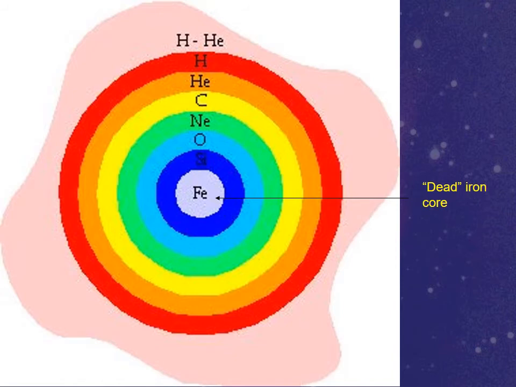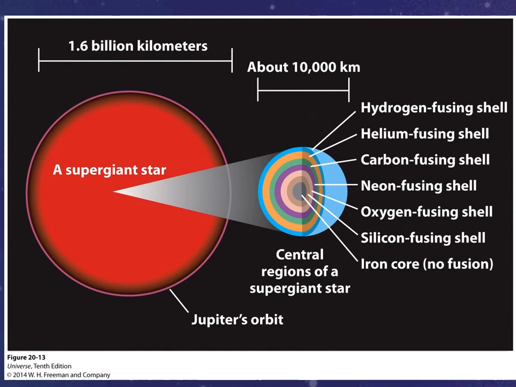So you have all these different stages of fusion going on in there. You have hydrogen fusing into helium in a shell, fusing into carbon in a shell, fusing into neon, which fuses into oxygen, fuses into silicon, and fuses into iron. The core is going to be iron. When the core reaches 1.4 solar masses, it's going to collapse. Again, just like with a white dwarf.